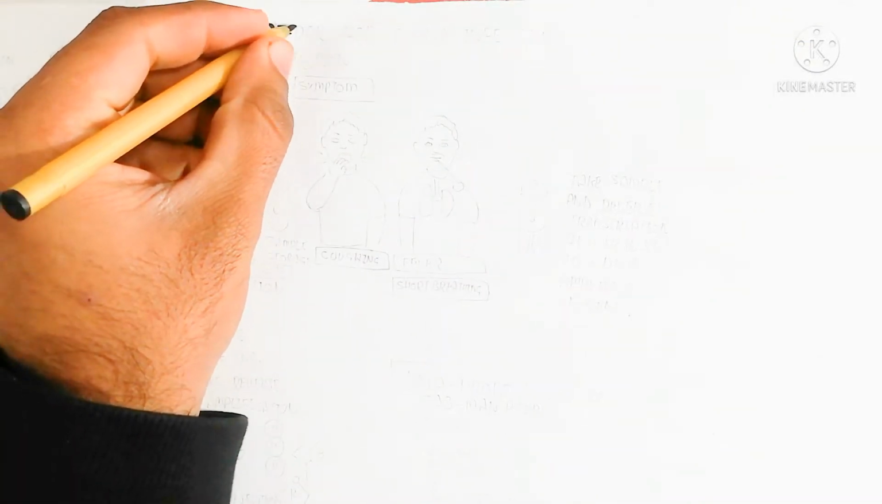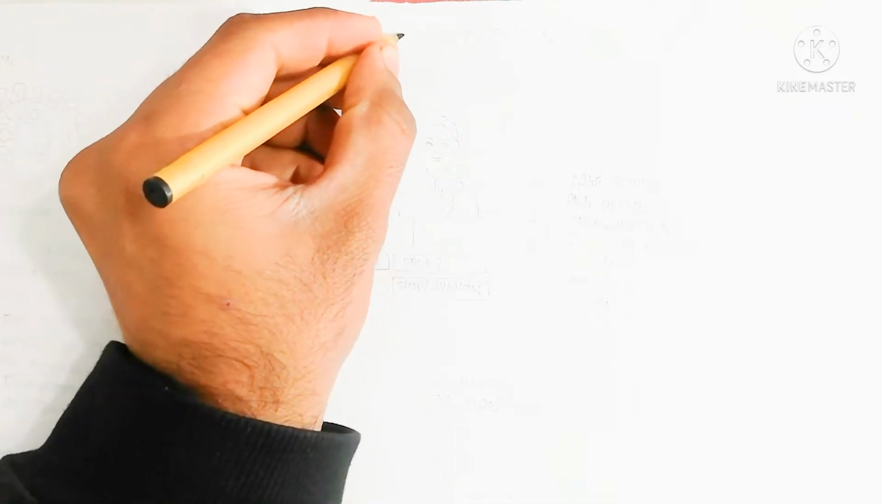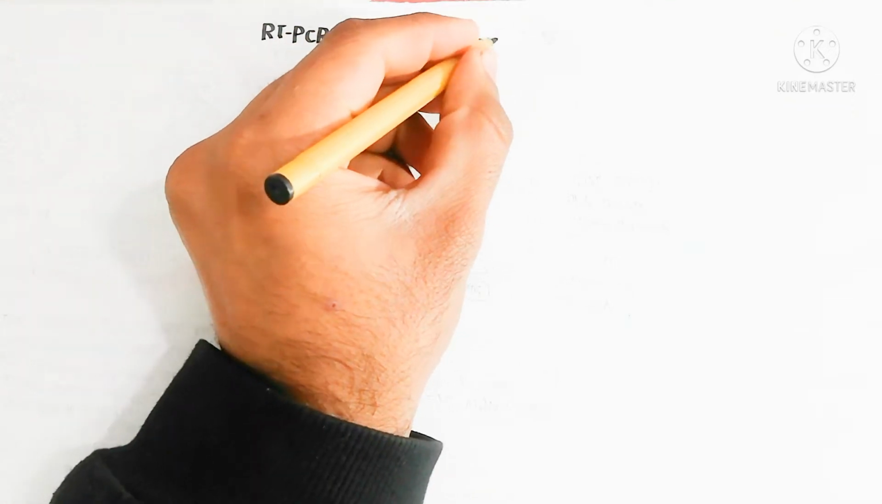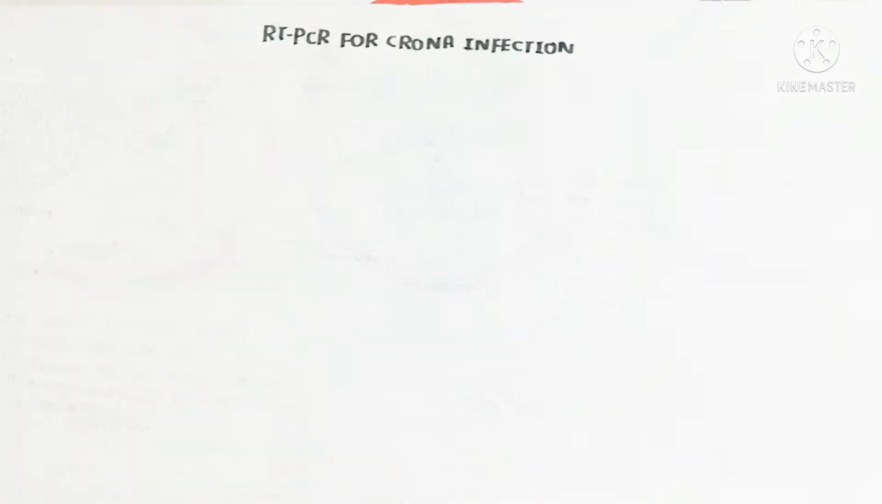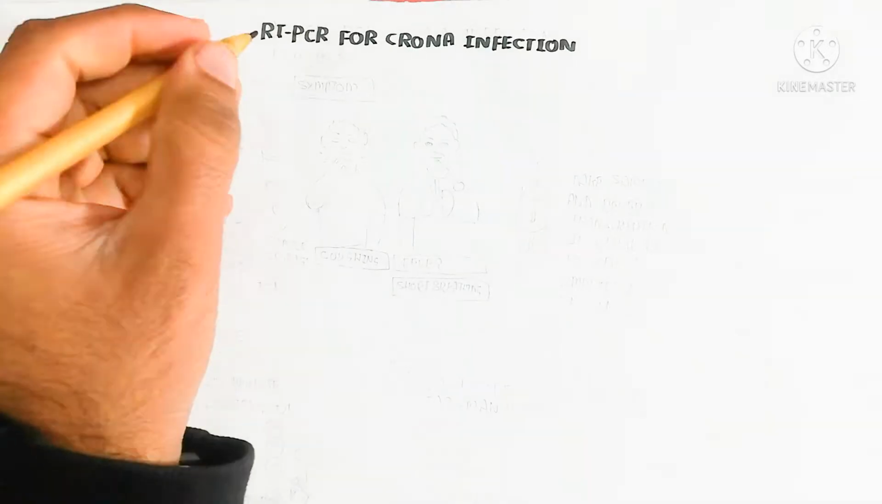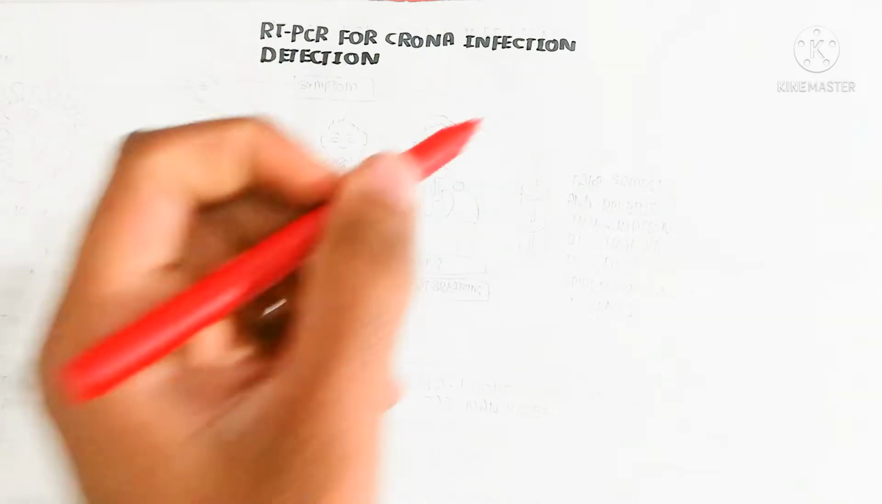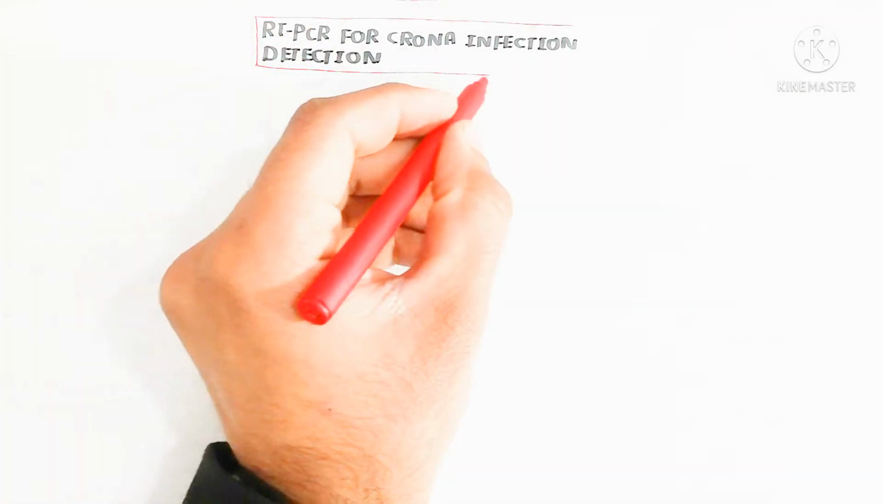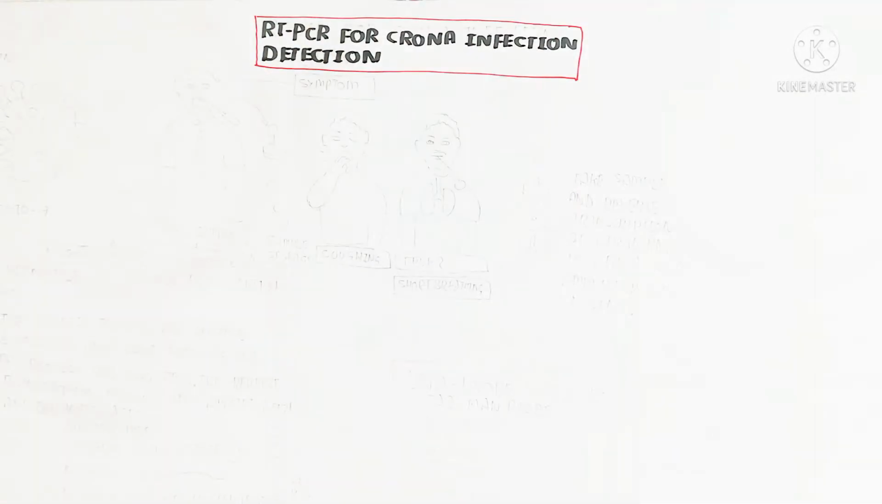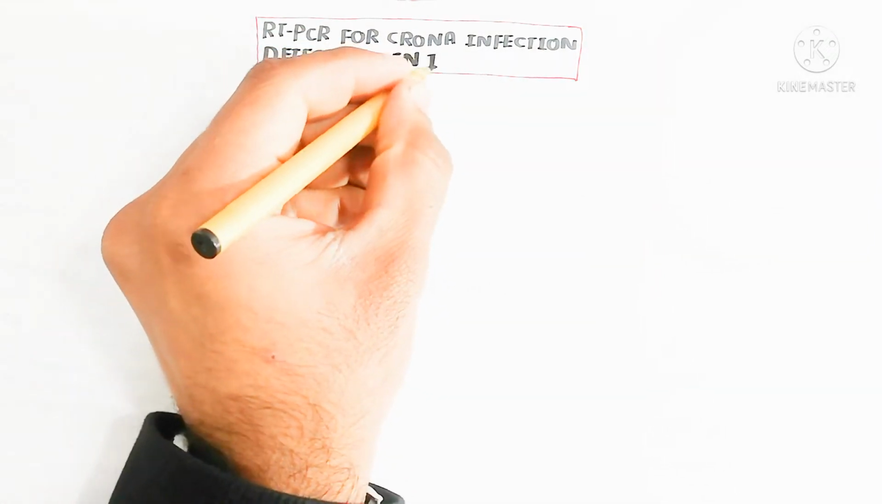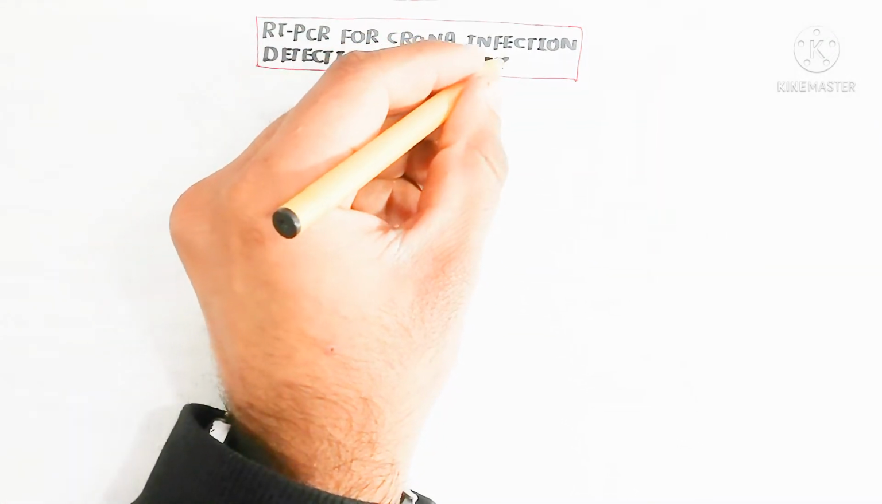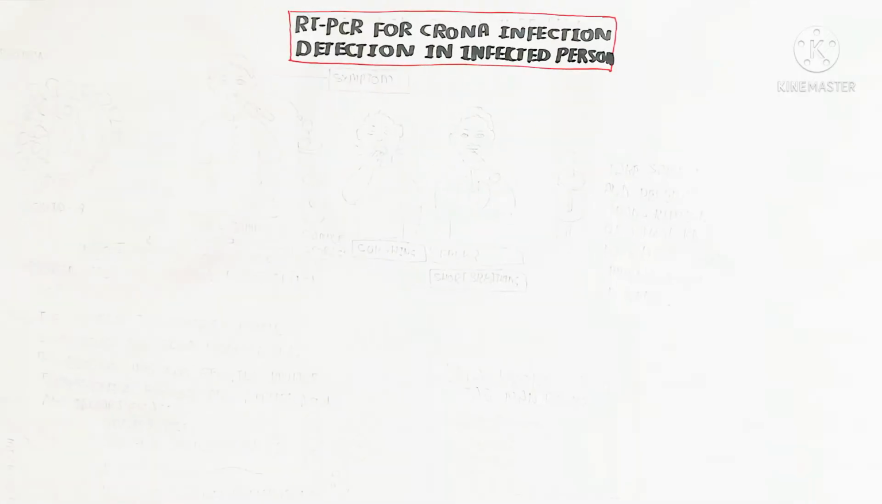Hello, in this video we will discuss real-time PCR for corona infection detection in an infected person. So for example, a person who is infected. First of all we will check their signs and symptoms. After checking the signs and symptoms, we will take the sample through a nasopharyngeal swab or oropharyngeal swab.